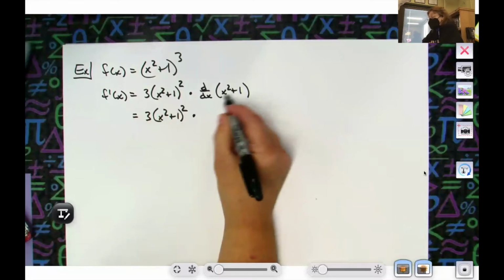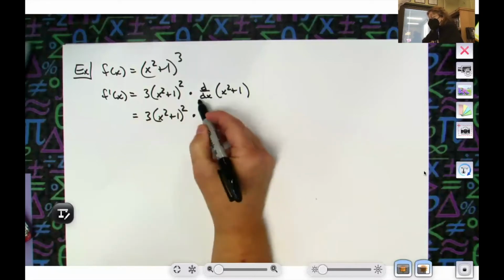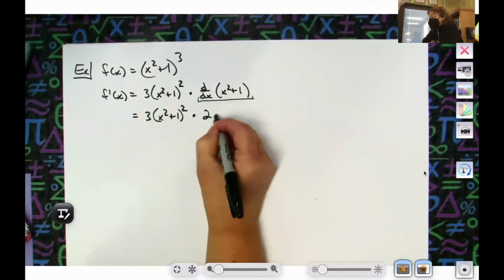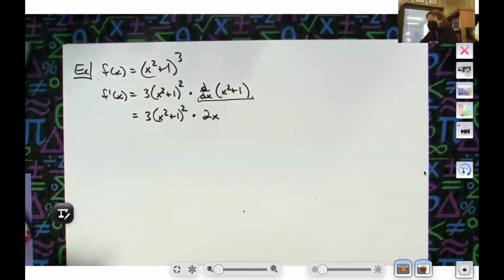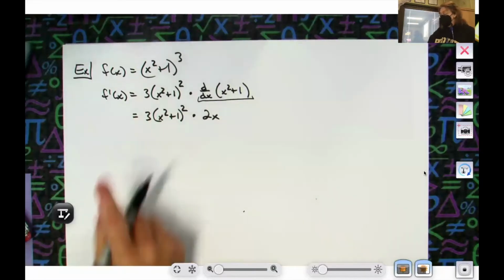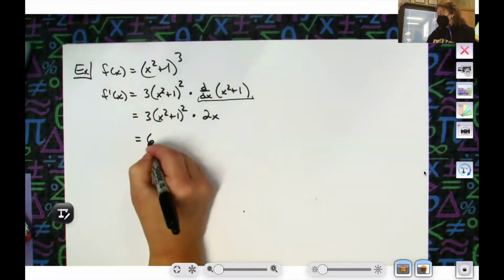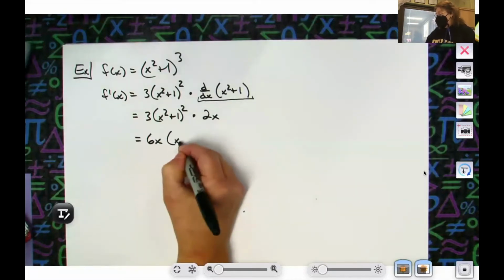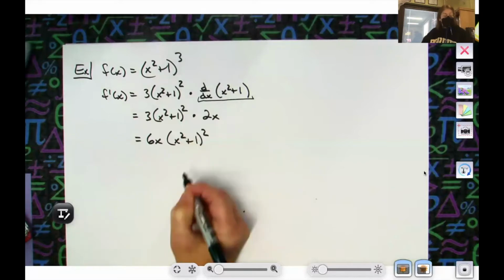Derivative here is 2x. So right there, I'm going to have 2x. All right, and then your last step is just clean that up. Okay, 2 times 3 is going to give me a 6. I'm going to put that 6x out in front. X squared plus 1 to the second power.